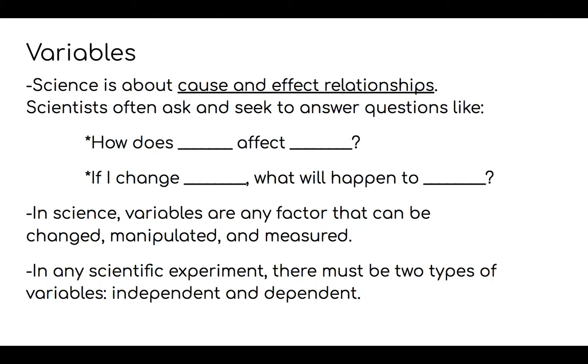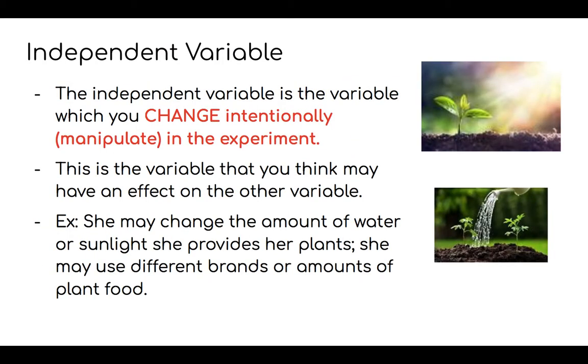In any experiment, there are two types of variables that exist. There are the independent and the dependent variable. And today, we're just going to look at what those two mean. So my independent variable is the variable which in that experiment I change intentionally. So we can use the word manipulate. Manipulate just means to change something on purpose. So this is the variable that I think probably is going to have an effect on the other variable. For that reason, I am going to purposefully change it in order to see what that causes.